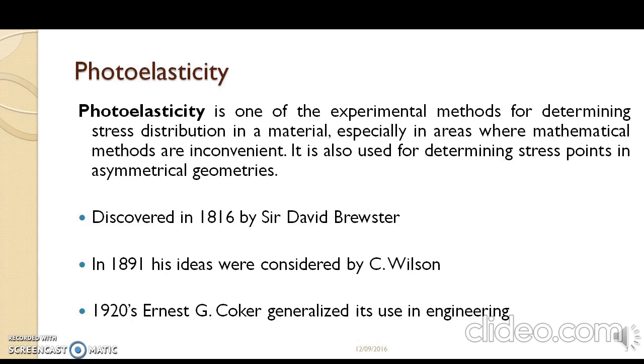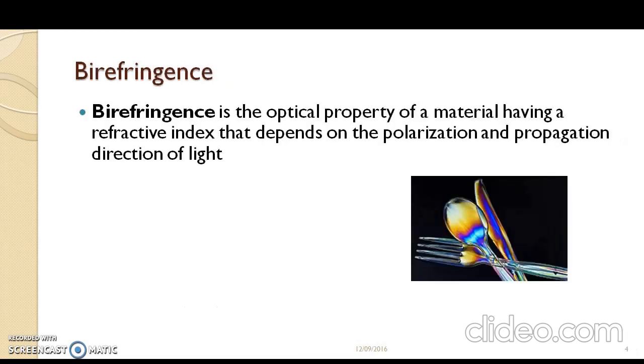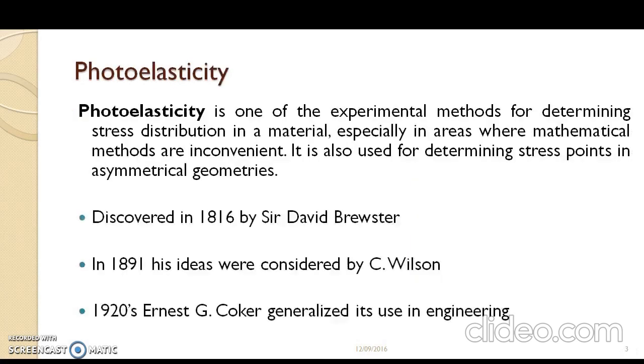Photoelasticity was first discovered in 1816 by Sir David Brewster. In 1891, his ideas were considered by C. Wilson. In the 1920s, Ernest G. Coker generalized its use in engineering. From there on, we started using the polariscope as an experimental device to measure stress concentration and identify the stresses that are present in the photoelastic model.